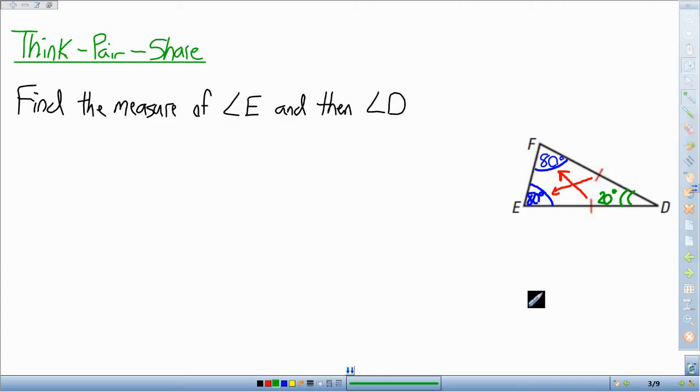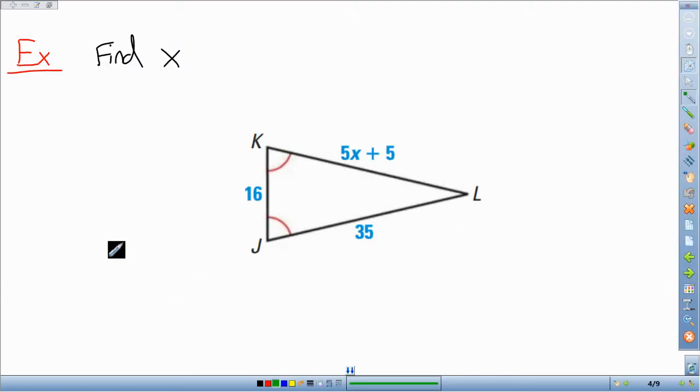Now we're looking at particular types of triangles. So let's now try an example that is throwing in some variables, requiring us to make some equations out of what we just learned. So go ahead and copy this. We'll try it together.